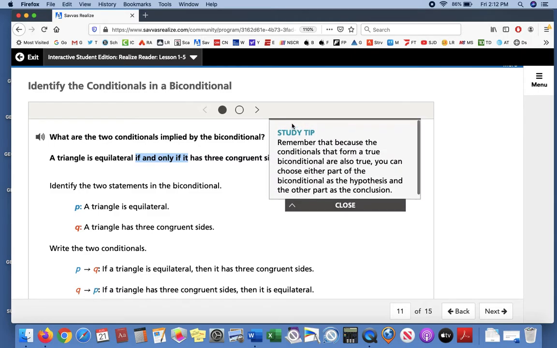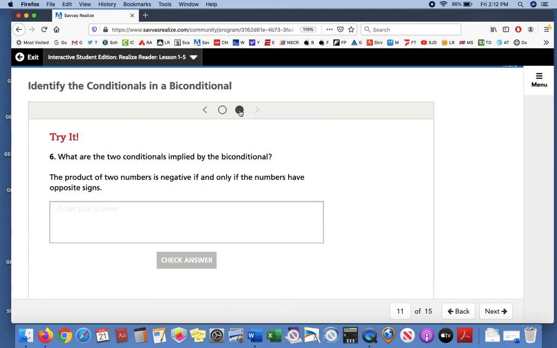I forget what the study tip is. Remember that you can choose either part. We already talked about that. Very good. Let's move on to see the one we can try. All right, so try to write the two conditionals for this one. Click pause, give it a shot, push play when you're ready.